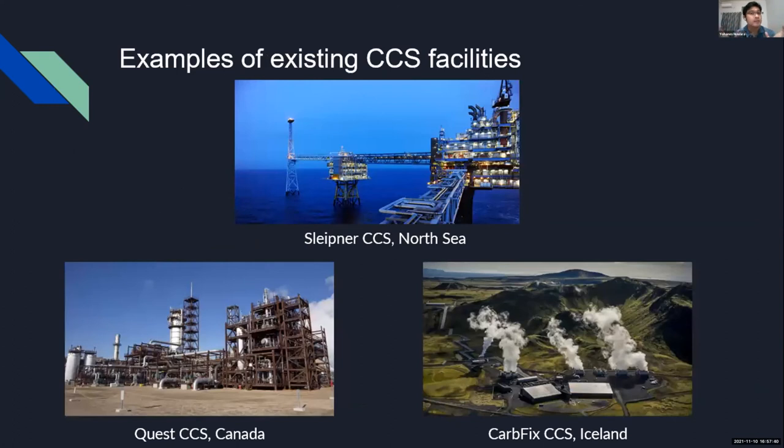Okay, so there are lots of examples of CCS facilities, but these three are quite the most important CCS projects. The first one is Sleipner CCS in the North Sea. It's a project from Equinor, categorized as depleted oil and gas carbon capture. The second one is Quest CCS, in Boundary Dam in Canada. It is operated by Shell and the utility company in Canada, and it is categorized as a saline aquifer. And the third one, as I said before, we can store the CO2 in the basement. So there is a project running in Iceland. The name of the project is Carbfix CCS.